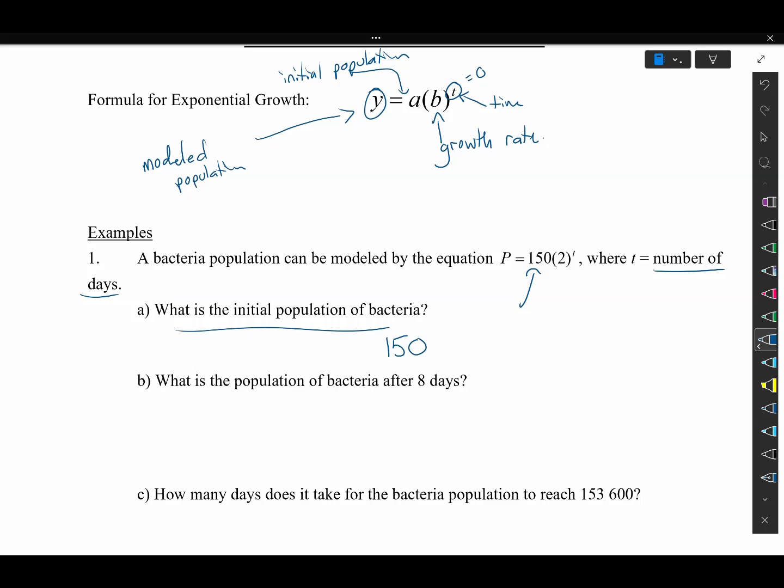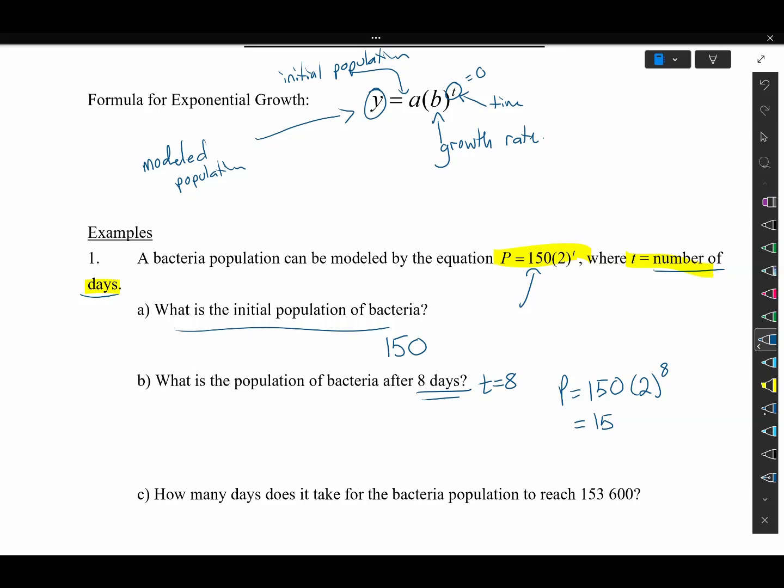Now the population of the bacteria after 8 days, well, we know t is the number of days that we are tracking right here. So if we're tracking and we're working with 8 days and we're working with t equals 8, well, that's fantastic because we have an equation that we can use to model this population. So we can work with p equals 150 times 2 to the exponent 8. Fantastic. Now, if we're doing that right here, make sure you're following your BEDMAS. Make sure you're evaluating that exponent, that power, first before you perform your multiplication.